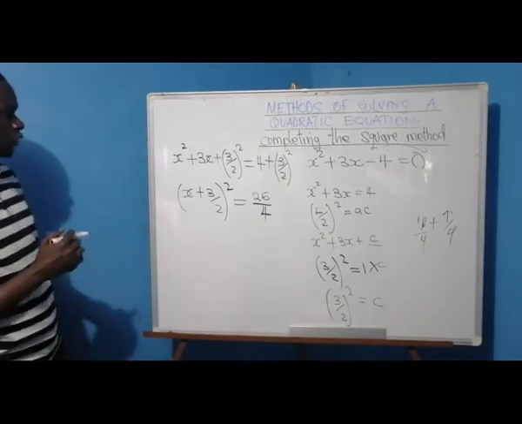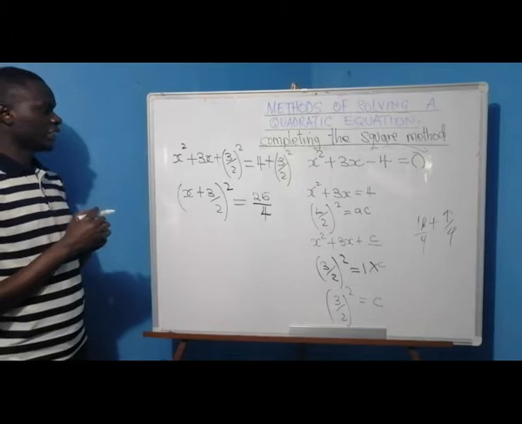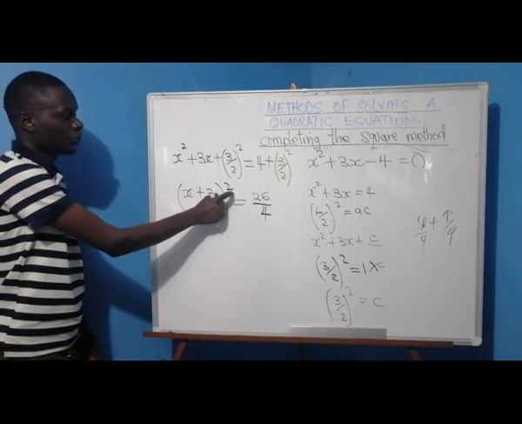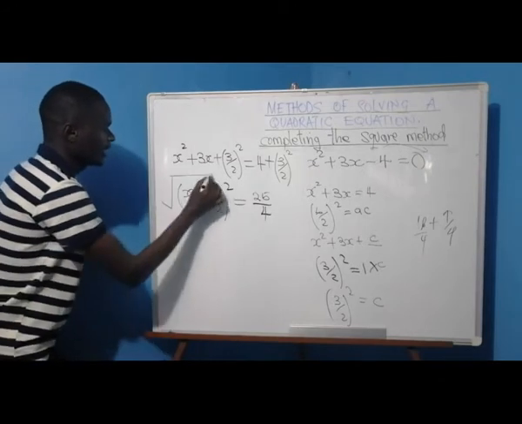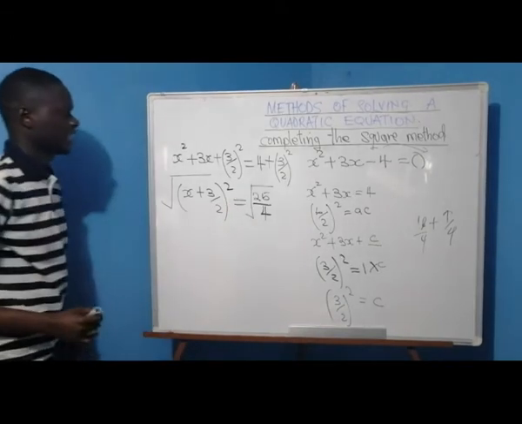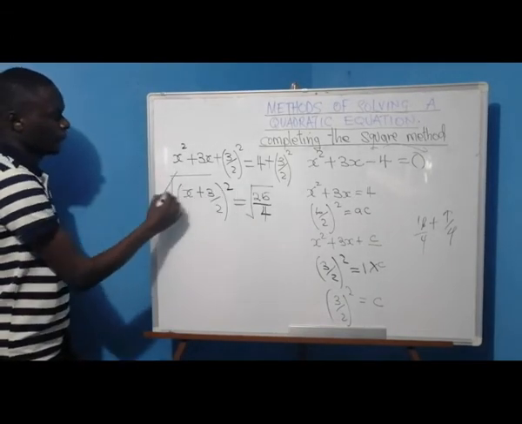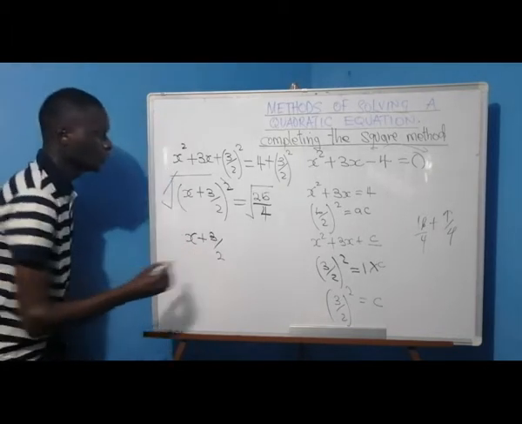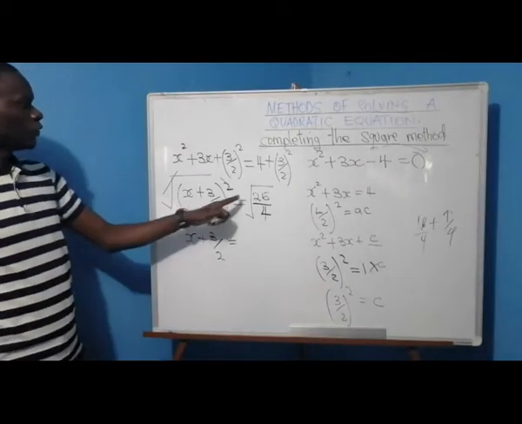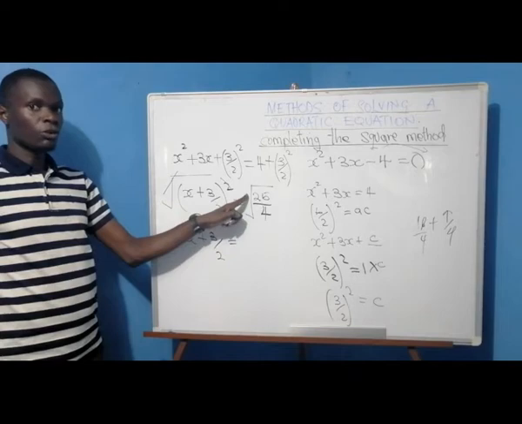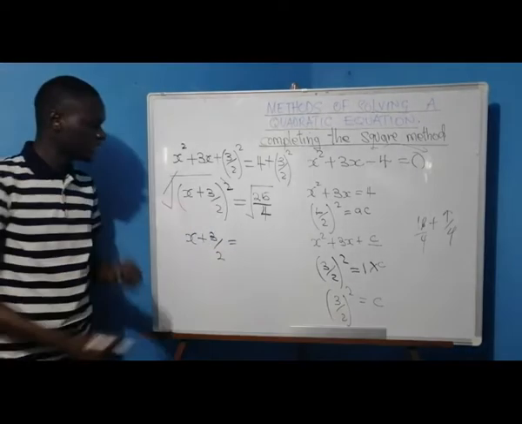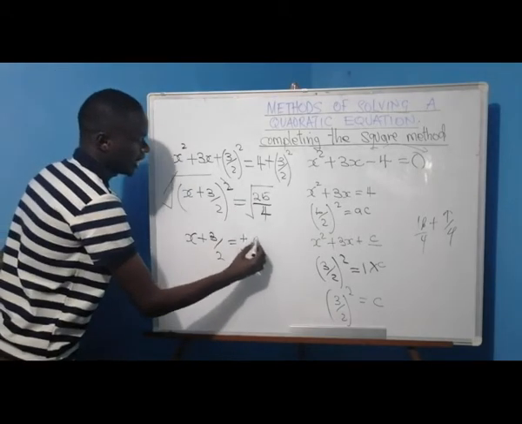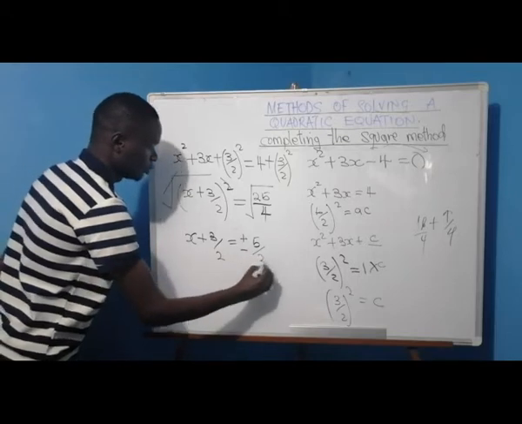So what we need to do to find the value of x is to get the square roots of both sides, so that we can do away with the square. The square root is going to cancel the square, so that we are left with x plus 3 over 2 being equal to plus or minus, because the square root of a number, remember, is either positive or negative. The square root of 25 is 5. The square root of 4 is 2.